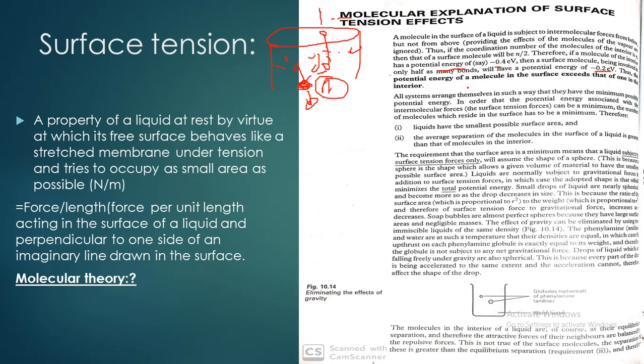This concept of molecular theory is trying to explain to you, and therefore you will see that the major point, the take home message so far, is that the potential energy of a molecule on the surface exceeds that in the interior. On the surface the potential energy becomes greater than that of a molecule in the interior, because looking here, negative 0.2 is greater than negative 0.4. So all systems arrange themselves in such a way that they have minimum possible potential energy. That is the principle of all systems: they arrange themselves to have as minimum potential energy as possible.